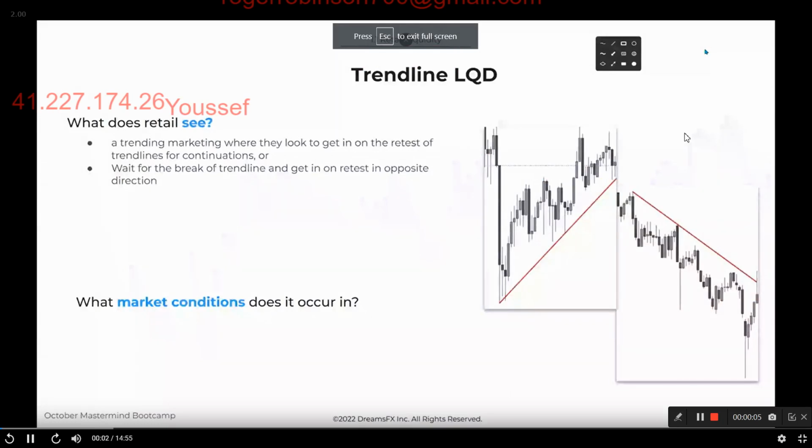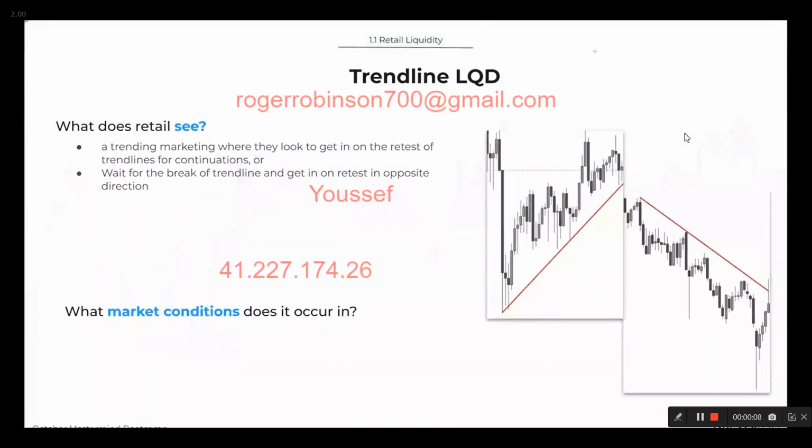There's no right way to draw a trend line. Some people use bodies, others use wicks, and so on. The trend line, obviously, we know retail traders see a trending market where they look to get in on the retest of trend lines for continuations.